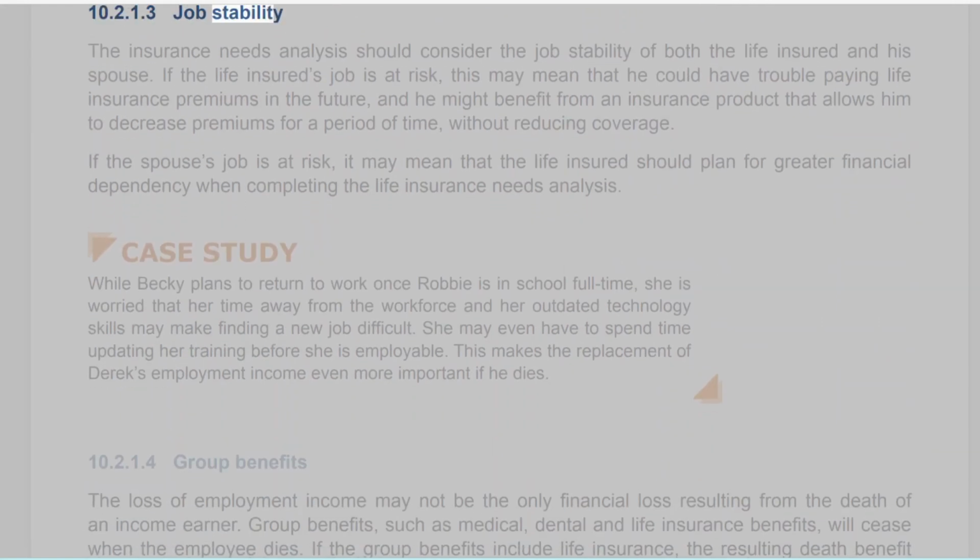10.2.1.3 Job stability. The insurance needs analysis should consider the job stability of both the life insured and his spouse. If the life insured's job is at risk, this may mean that he could have trouble paying life insurance premiums in the future, and he might benefit from an insurance product that allows him to decrease premiums for a period of time, without reducing coverage. If the spouse's job is at risk, it may mean that the life insured should plan for greater financial dependency when completing the life insurance needs analysis.